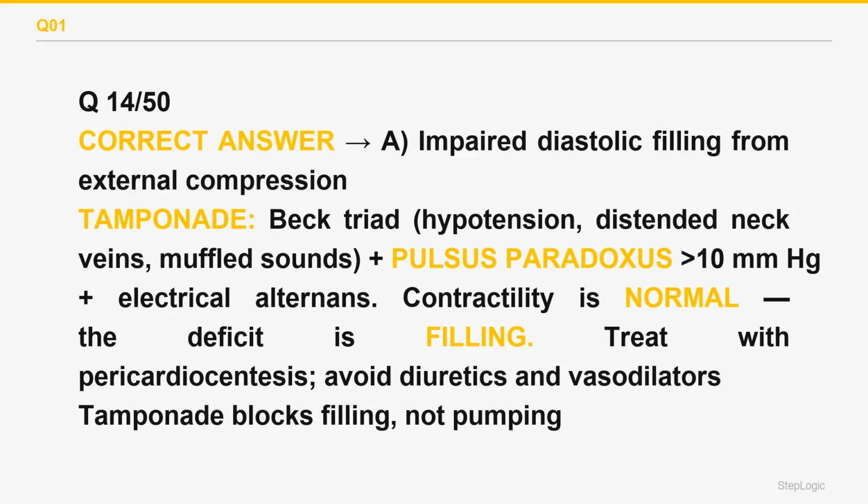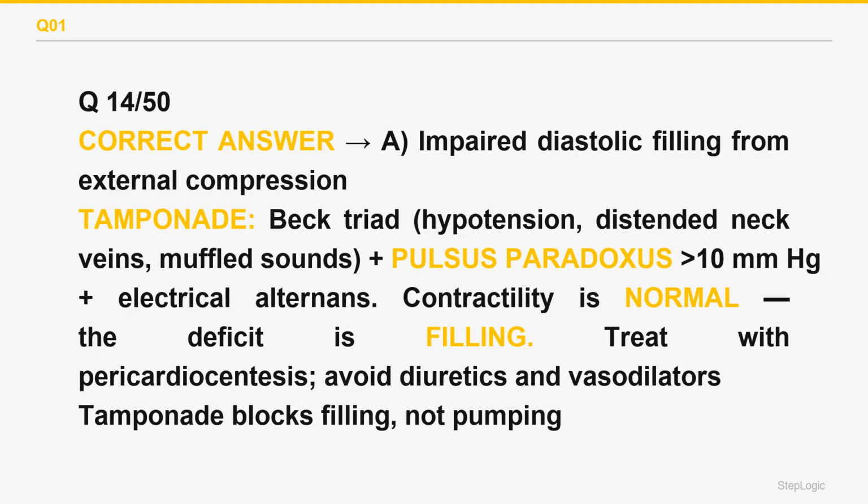Pulsus paradoxus deserves this mechanism because it recurs across the exam. Within a rigid, fluid-filled pericardium, the two ventricles share a fixed total volume, so they become interdependent. On inspiration, the augmented venous return expands the right ventricle, the septum bows leftward, and left ventricular filling and output fall, dropping systolic pressure by more than 10 millimeters of mercury.